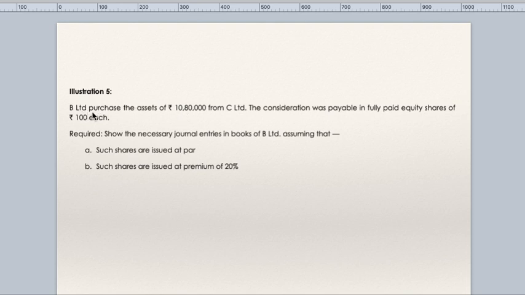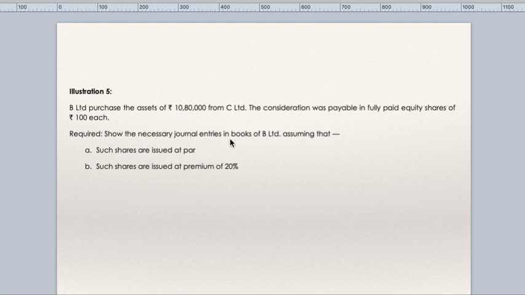illustration 5. B Limited purchased the assets of 10,80,000 from C Limited. Consideration was payable in fully paid equity shares of 100 each. So B Limited has purchased assets. Value of asset is 10,80,000. But they have not paid cash. They have not transferred money. Consideration was fully paid equity shares of the face value 100.